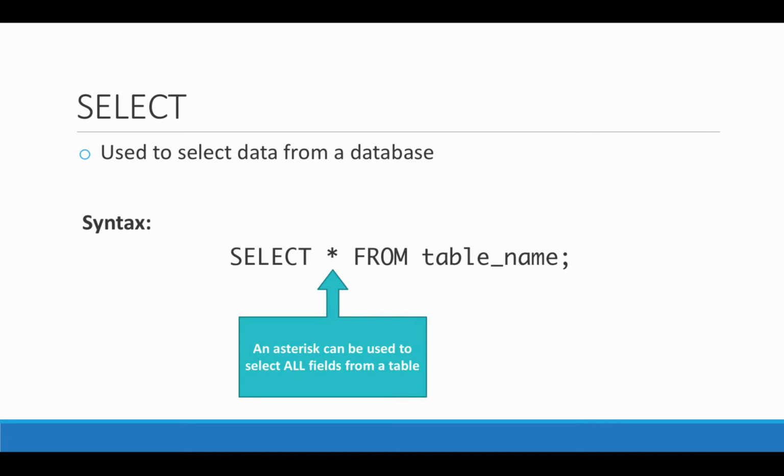Another way that we can use the select statement is, instead of specifying an exact column name, if we want to select all of the data from that table, we can use an asterisk. And this will say select every field from that table name.